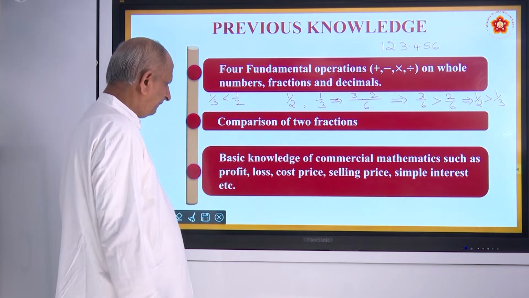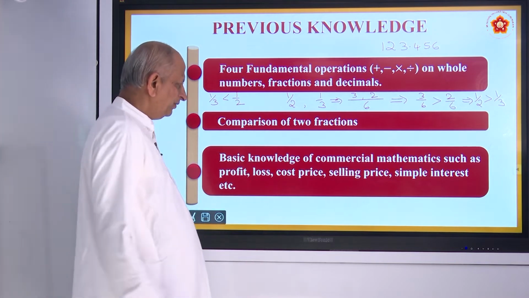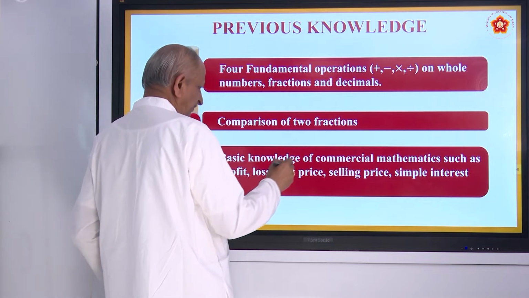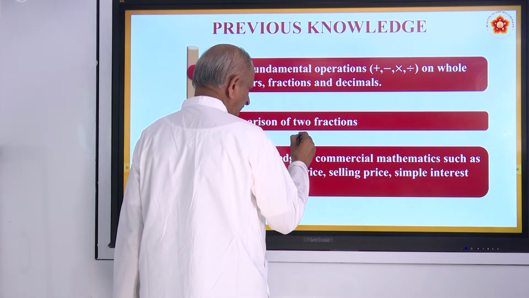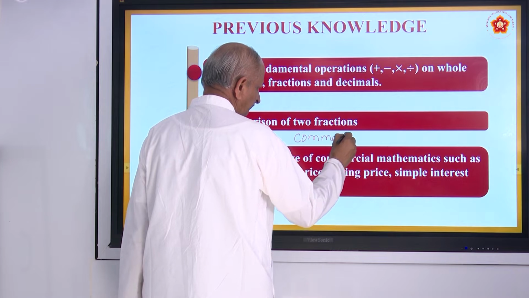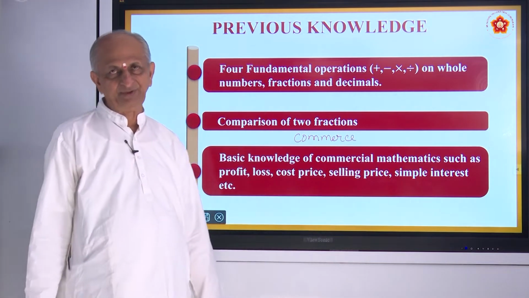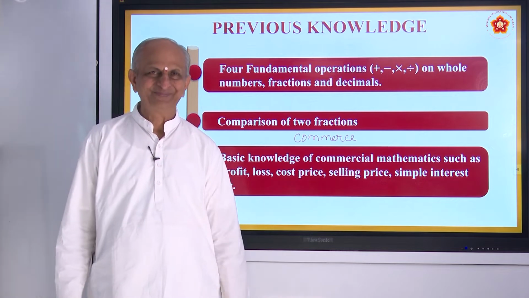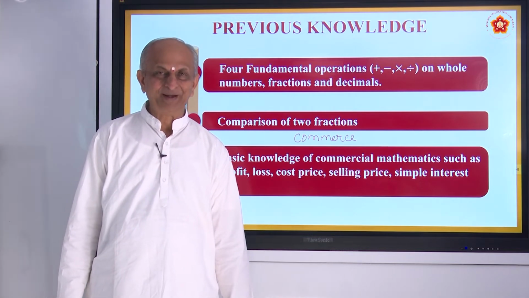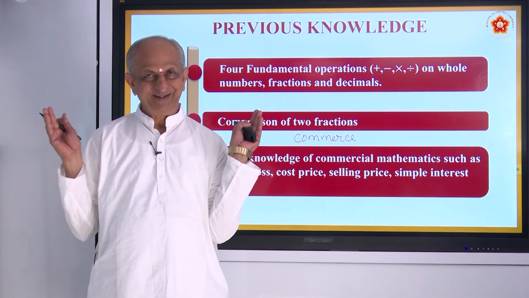Also we have basic knowledge of commercial mathematics. What is commercial mathematics? Commercial means something connected to commerce. What is commerce? Commerce is nothing but a branch of study which deals with money. These days, money is a very, very essential part. And people have made it very essential.